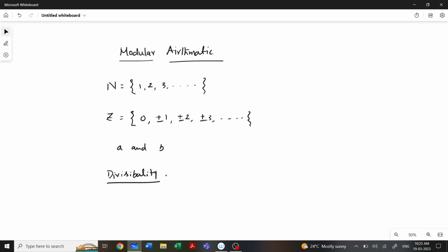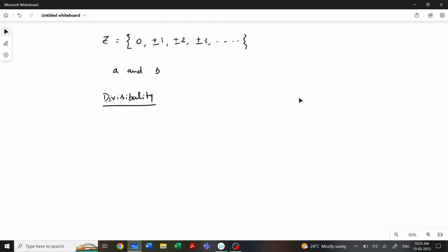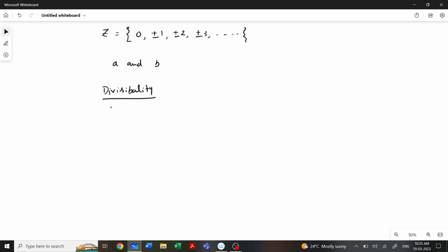So divisibility. This is just a basic definition of division. We denote it like this: if I take two numbers, say a and b, a divides b. That is, if I divide the number b by a, we get a remainder of 0. So b equals q times a for some number q, and the remainder becomes 0. Then we say that a divides b.